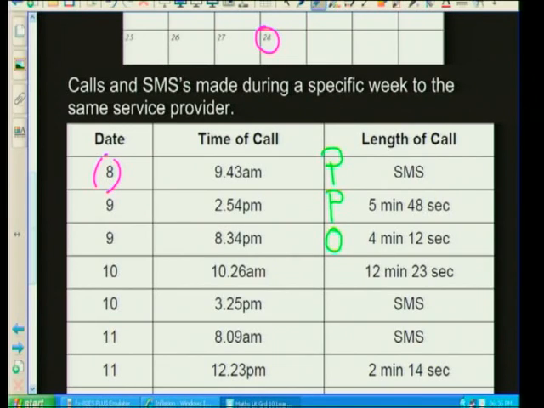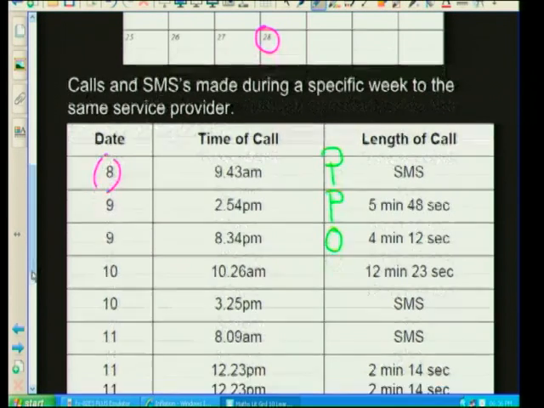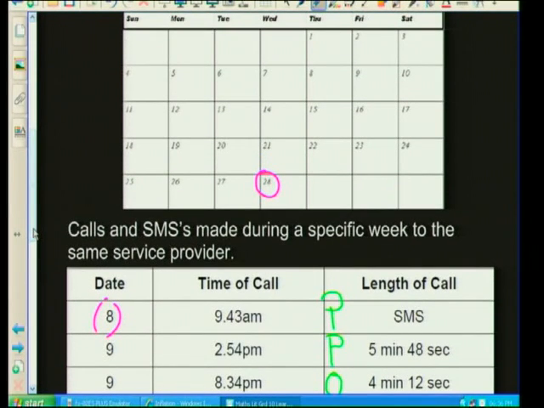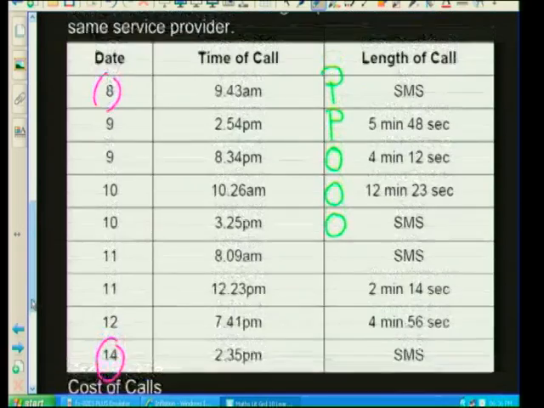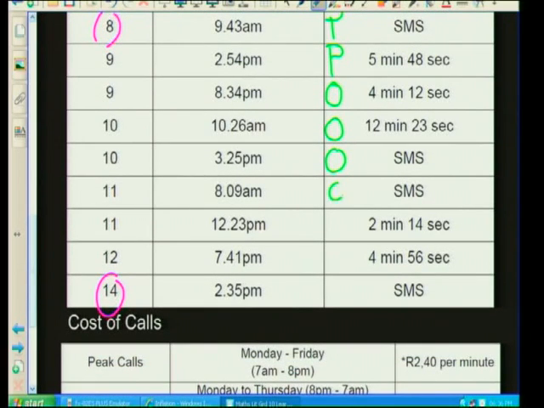Next thing, let's go for it. 10:26 on the 10th. The 10th is a Saturday. And I don't even have to look at the time. Because it's a Saturday, I know it's off peak. The 11th is a Sunday. Because it's a Sunday, I know it's off peak.